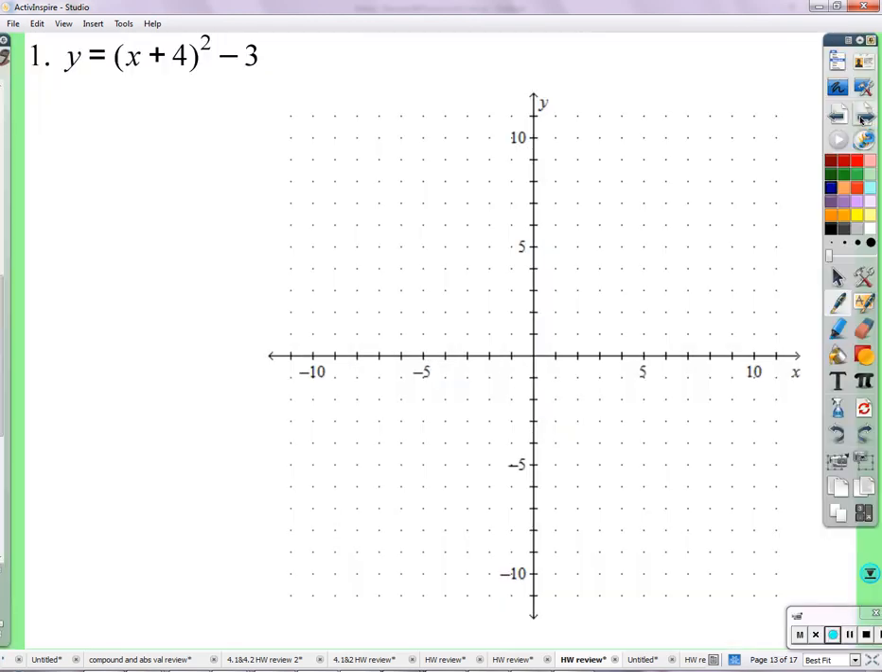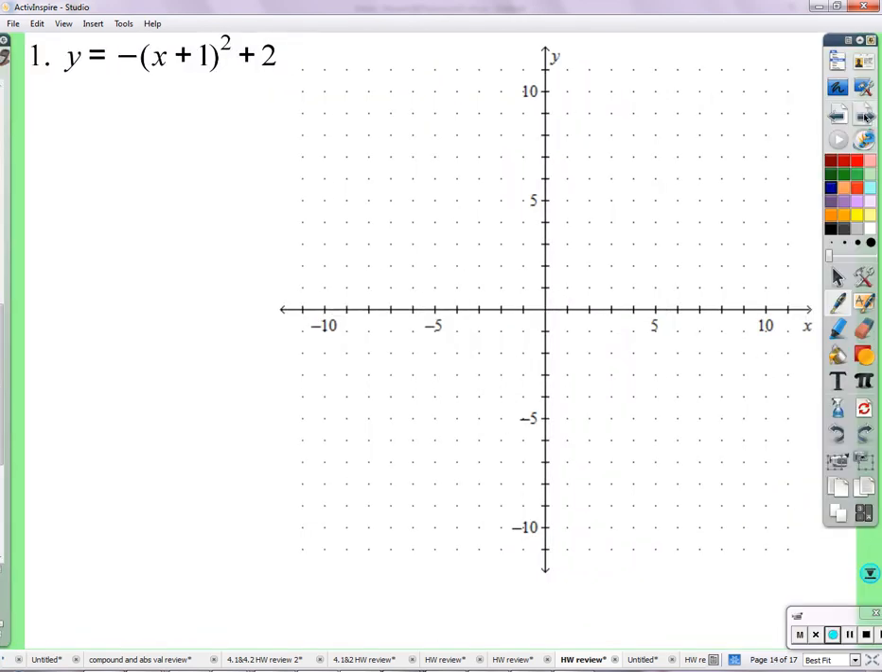Let's keep finding vertices. Open up or down? Up. Maximum or minimum? Minimum. Minimum of? What x value do we use? Negative 4. Negative 4 gives us negative 3, and that will be our vertex. Okay. That was hard. Ooh. Open up or down? Down. Yeah, so we'll open down.